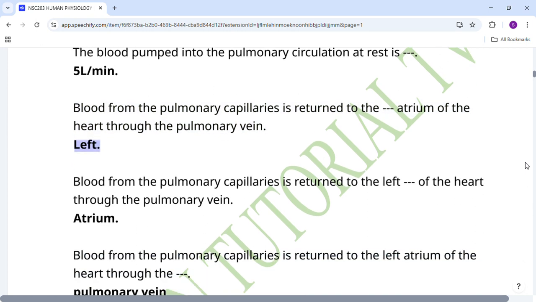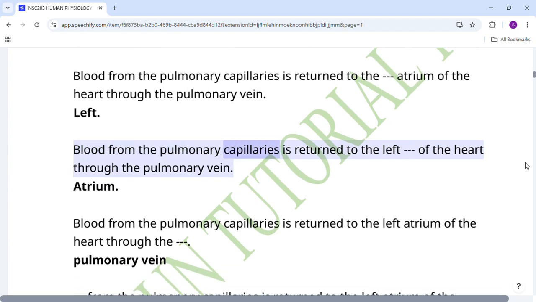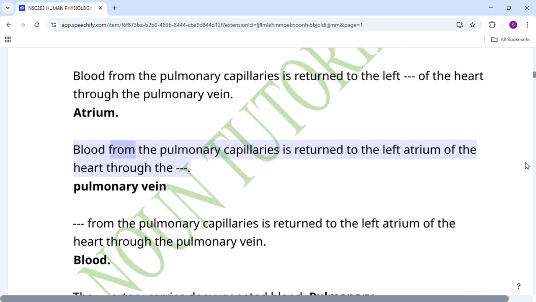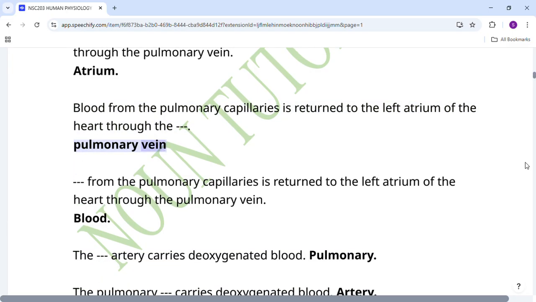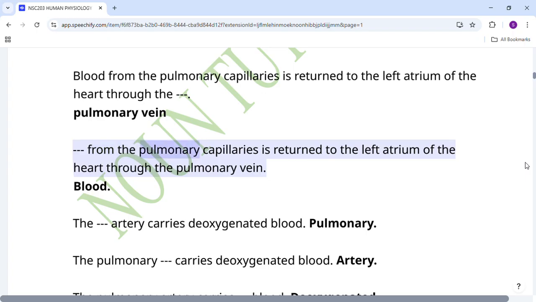Blood from the pulmonary capillaries is returned to the left atrium of the heart through the pulmonary vein.